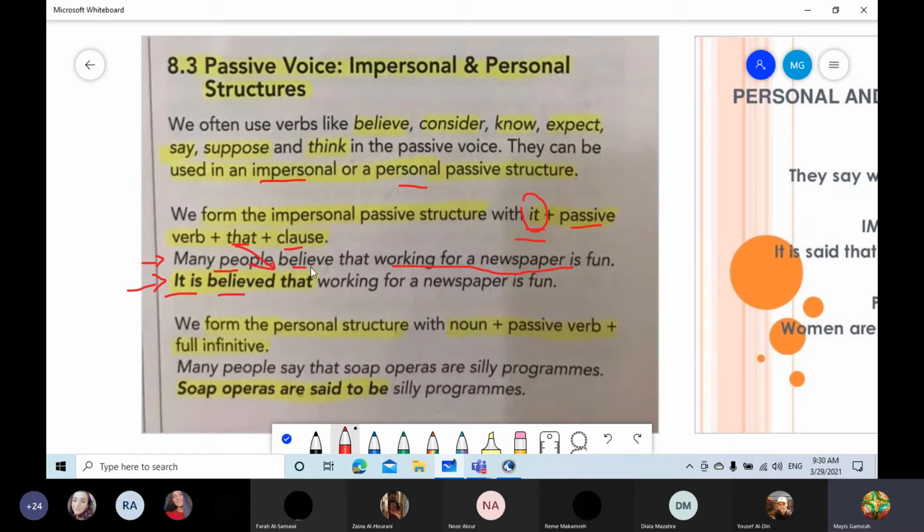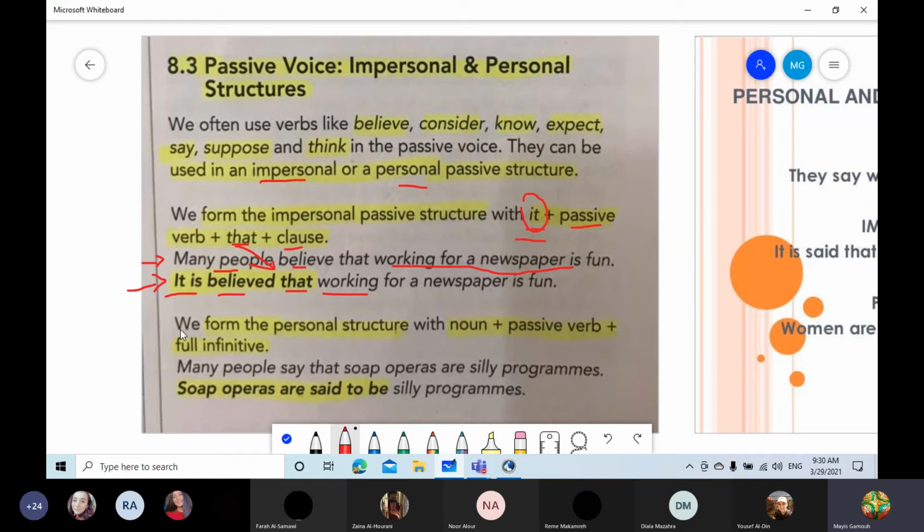So many people believe that working for a newspaper is fun will become, in the impersonal passive voice, it is believed that, and I continue my sentence, working for a newspaper is fun. This was about the impersonal passive structure.